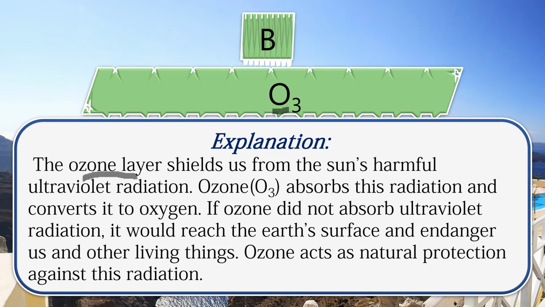Ozone layer shields us from the sun's harmful ultraviolet radiation. Ozone absorbs this radiation and converts it into oxygen. If the ozone did not absorb the ultraviolet radiation, it would reach the Earth's surface and endanger us and other living organisms. Ozone acts as a natural protection against radiation.